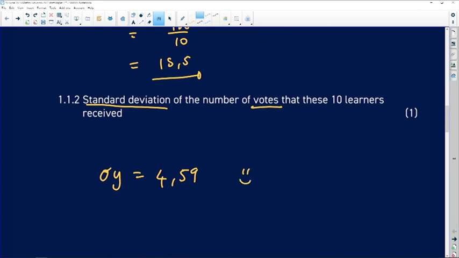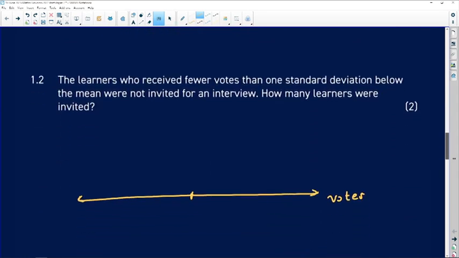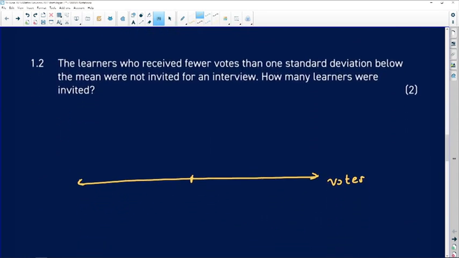All right, cool. Now, we're going to move on to the next question. The next one is question 1.2. It says to us here, we need to determine the learners who received fewer votes than 1 standard deviation below the mean were not invited for an interview. How many learners were invited?